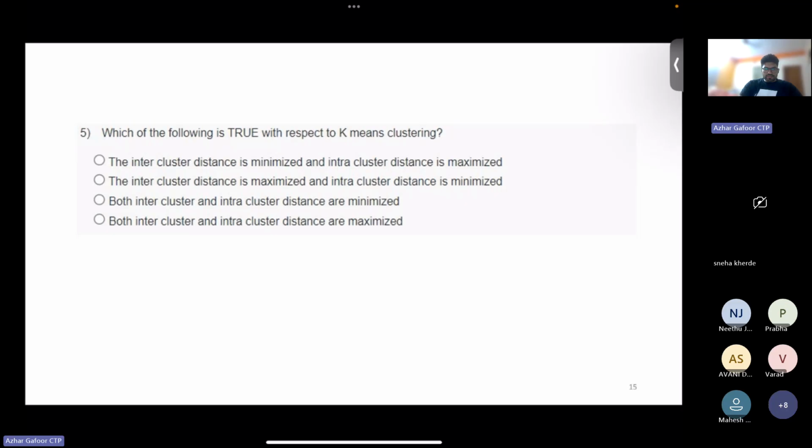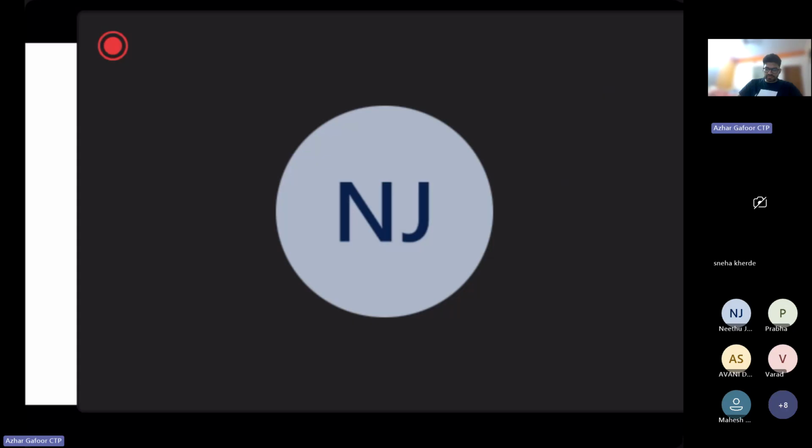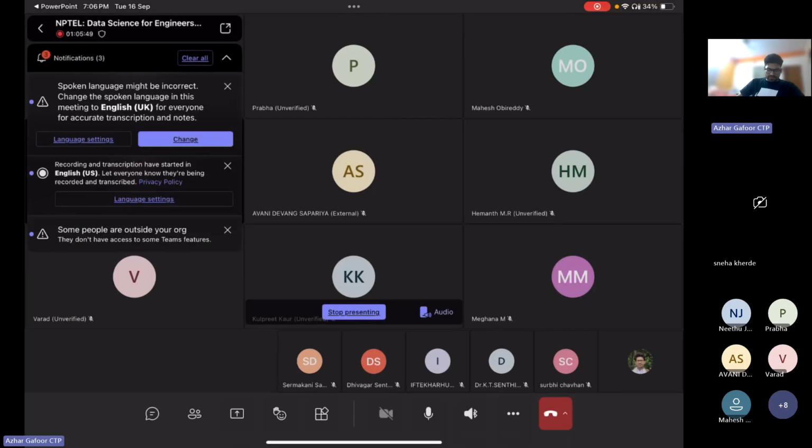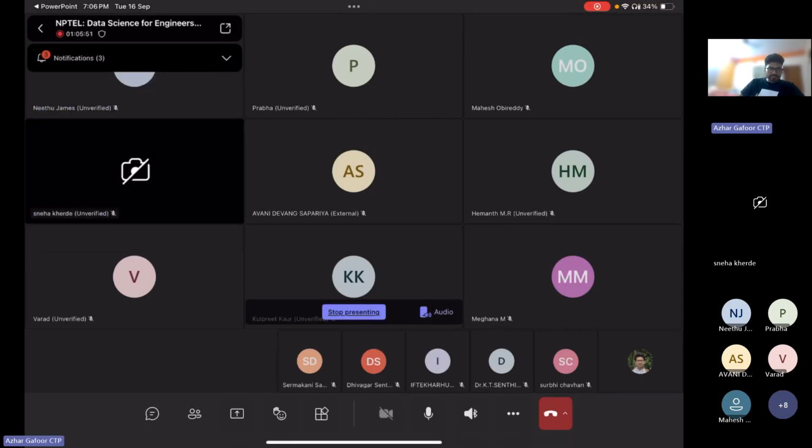And the last question. The intercluster distance is maximized and intracluster distance is minimized. Yes, second option is the correct answer. Okay, we have one problem left, so we'll use the R Studio. We'll try to use the R Studio to solve that. Right. Just share the screen.